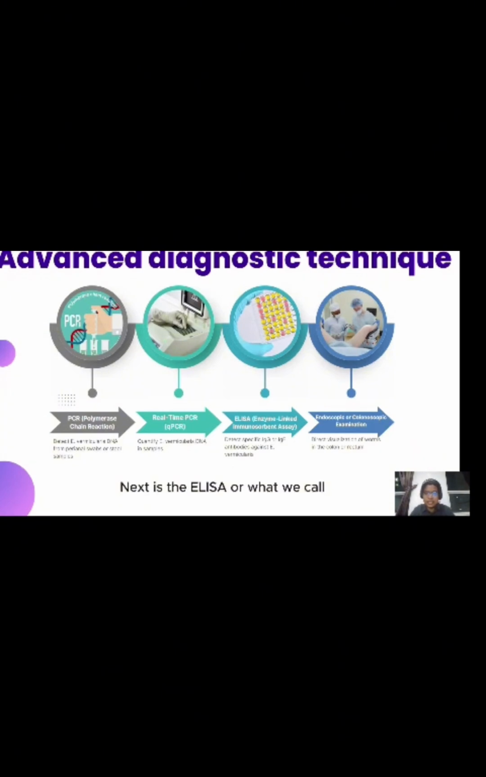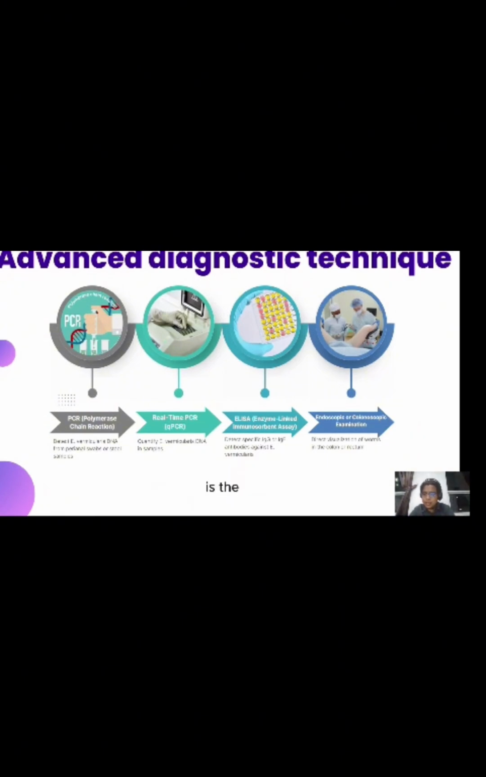Next is the ELISA, or what we call enzyme-linked immunosorbent assay. The purpose of it is to detect antibodies or antigens related to Enterobius vermicularis in the blood. The way it works is a blood sample is taken from the patient. The sample is placed in a well coated with the parasite antigens. If the patient has been infected, their antibodies will bind to the antigen. A special enzyme plus a color reaction is added, so if binding occurs, the well changes color. The color intensity shows the antibody level.